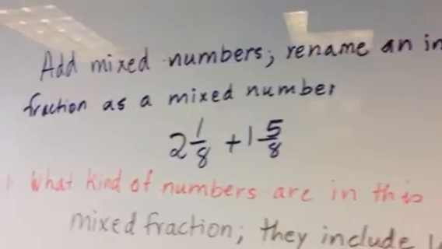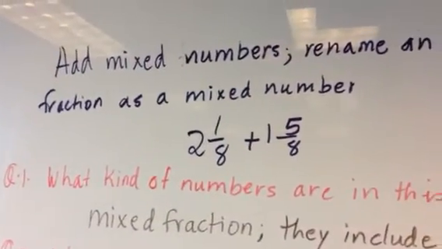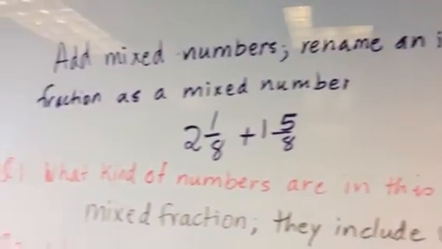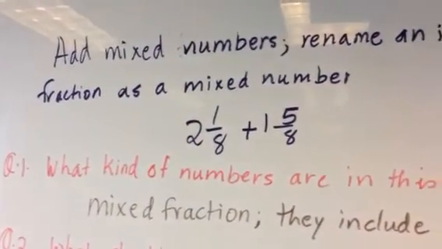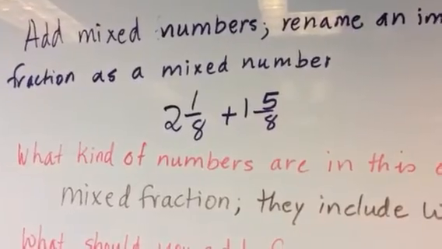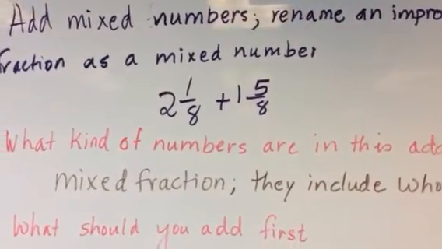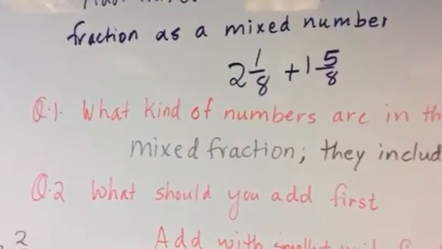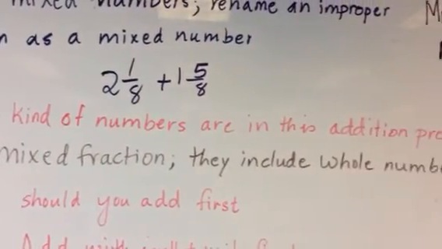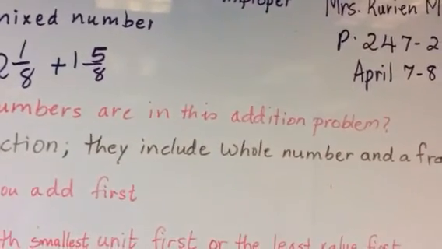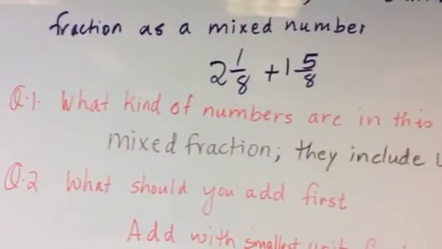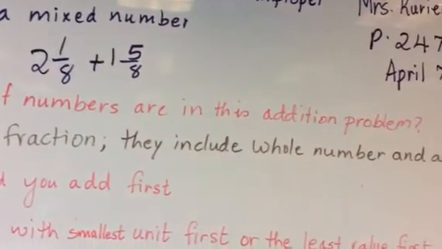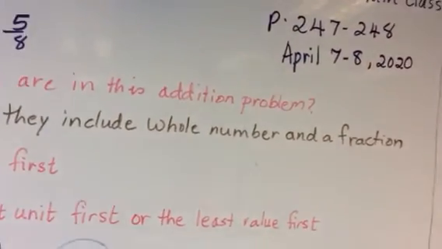What are we studying? Add mixed numbers, rename an improper fraction as a mixed number. 2 1 over 8 plus 1 5 over 8. What kind of numbers are in this addition problem? Mixed fractions, they include whole numbers and a fraction.